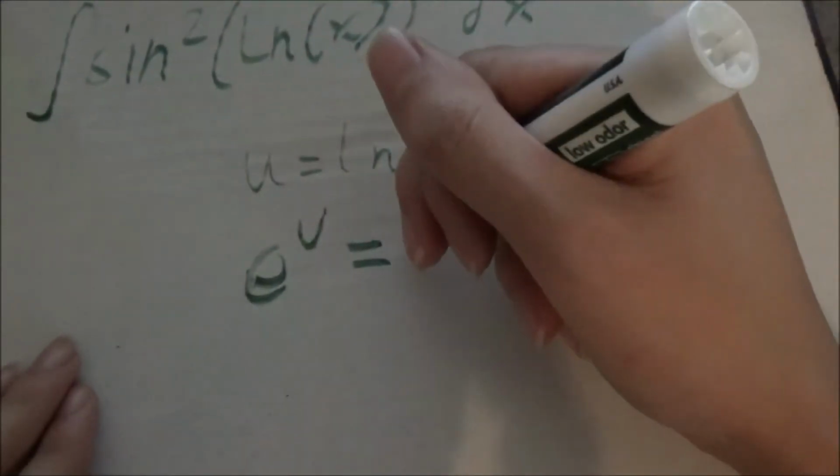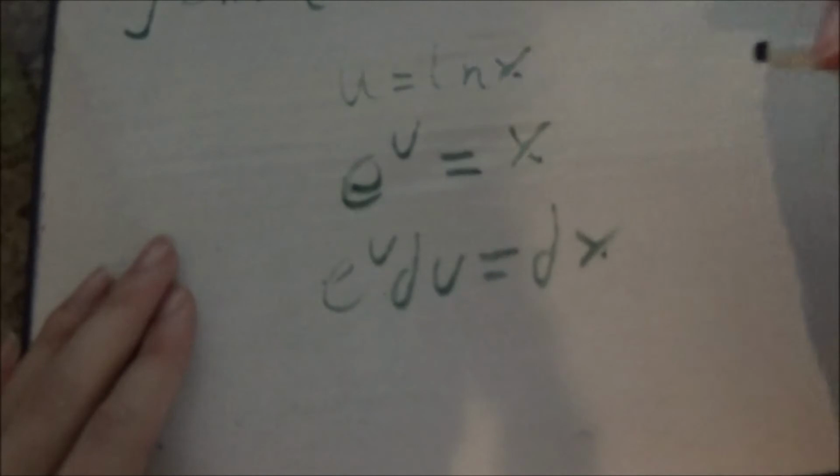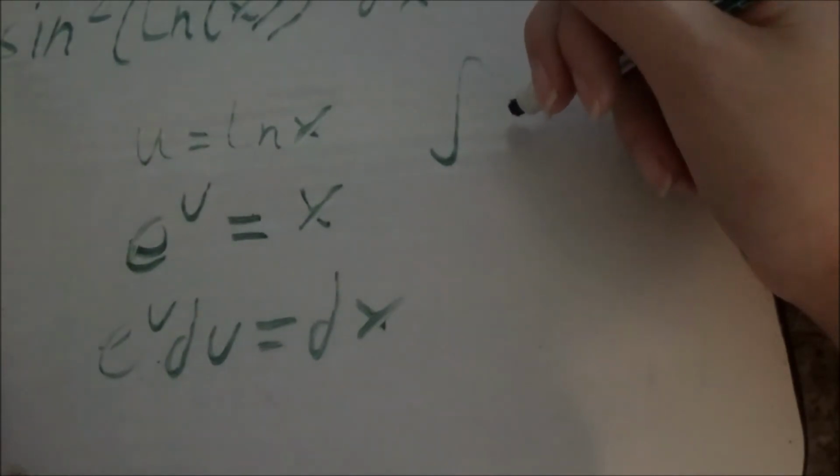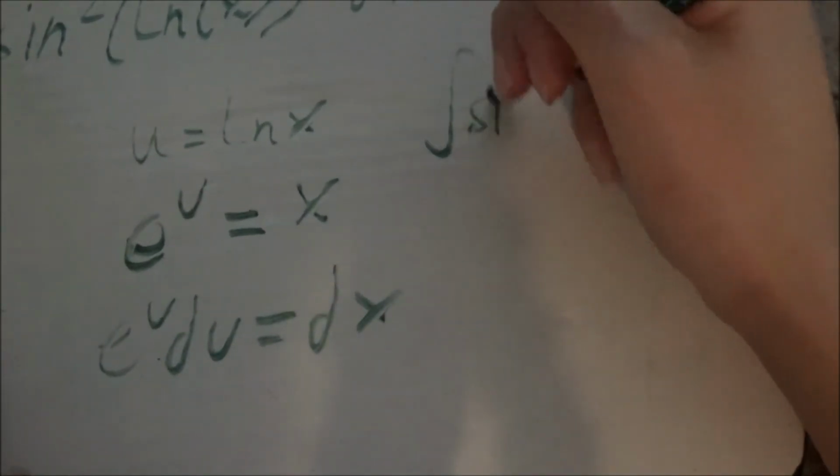Okay, let u equal ln of x. Okay, so that e to the u, oh my god, e to the u is equal to x, and e to the u du is equal to dx. Okay, so you should end up with something like sine squared of u e to the u du.